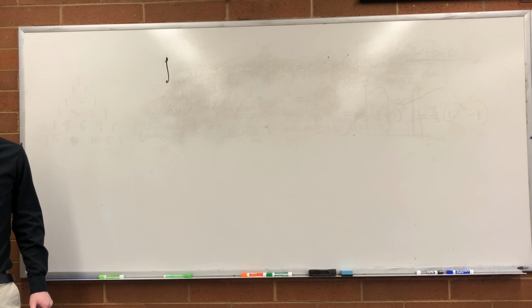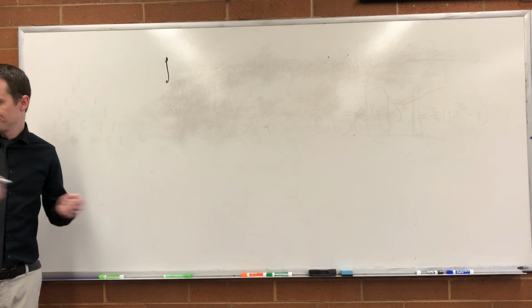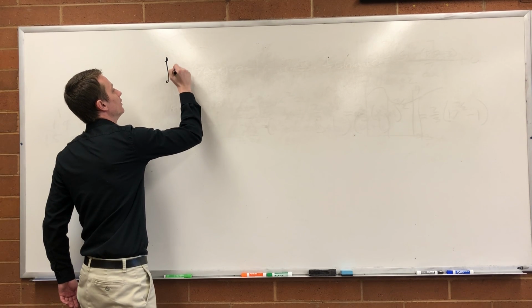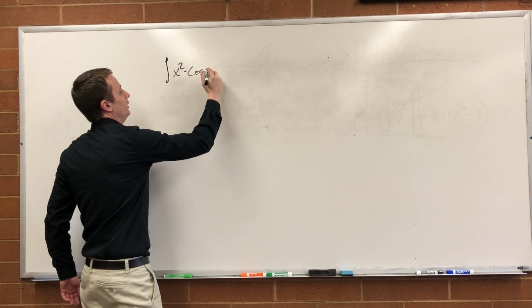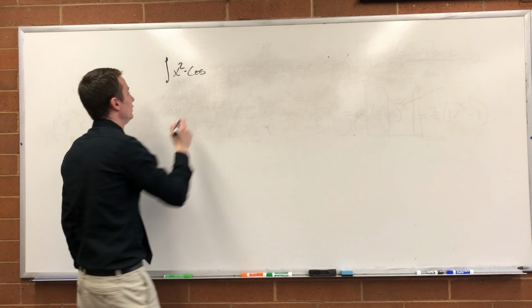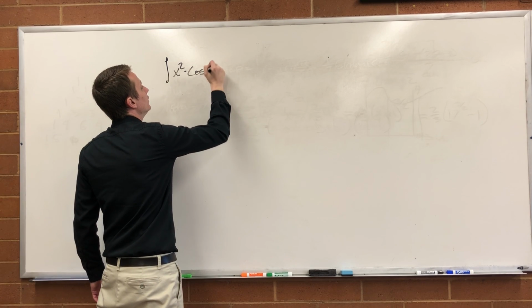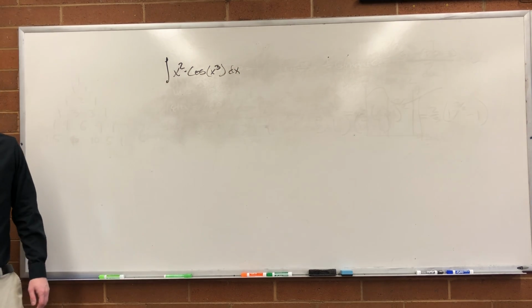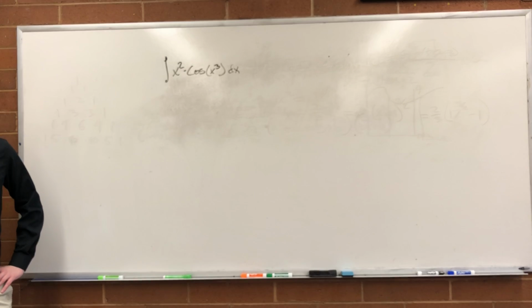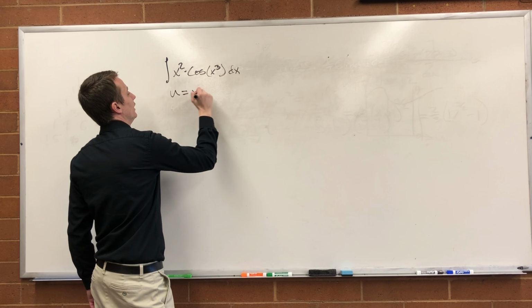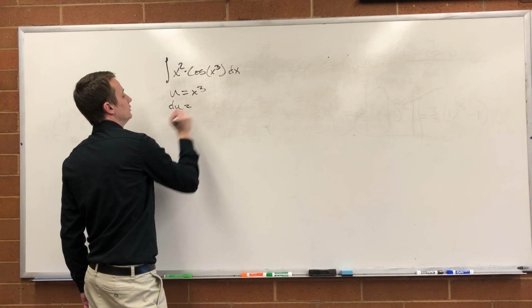So yeah, plus C, plus some constant we don't know. Let's see, which one were we on? We did that one. We're on this one. We have x squared times cosine of x cubed dx. Okay, so what should we let our u be? X cubed.